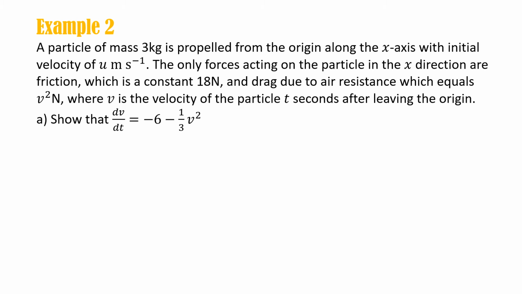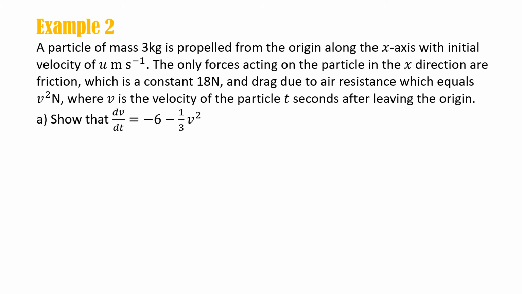All right, example 2. A particle of mass 3 kilograms is propelled from the origin along the x-axis with an initial velocity of u meters per second. The only forces acting on the particle in the x direction are friction, which is a constant 18 newtons, and a drag due to air resistance, which is v squared newtons, where v is the velocity of the particle t seconds after leaving the origin.